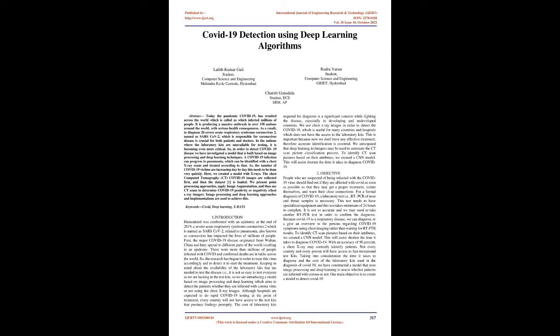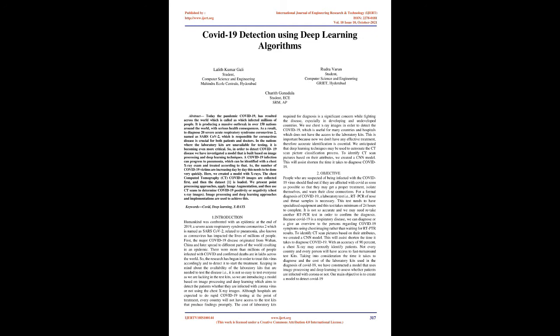This is important because now we don't have any effective treatment, therefore accurate identification is essential. We anticipated that deep learning techniques may be used to automate the CT scan picture classification process. To identify CT scan pictures based on their attributes, we created a CNN model. This will shorten the time it takes to diagnose COVID-19.